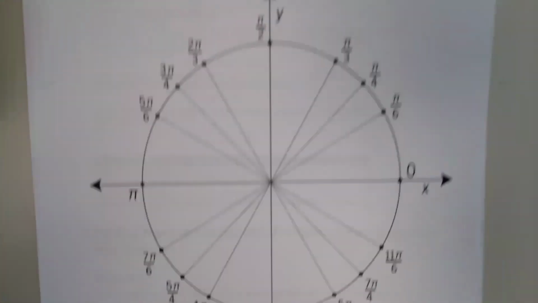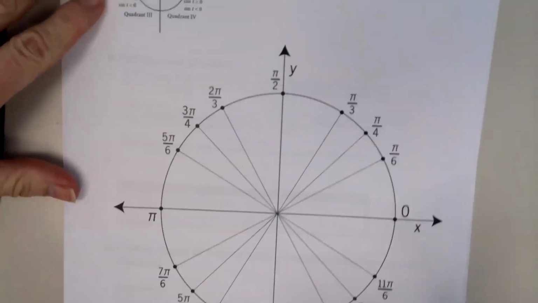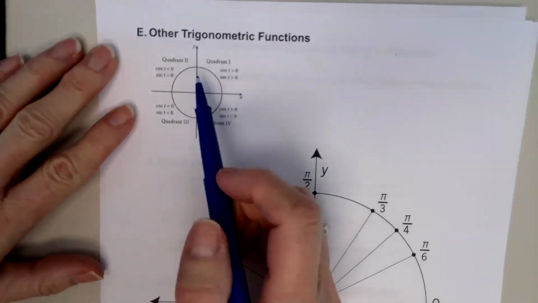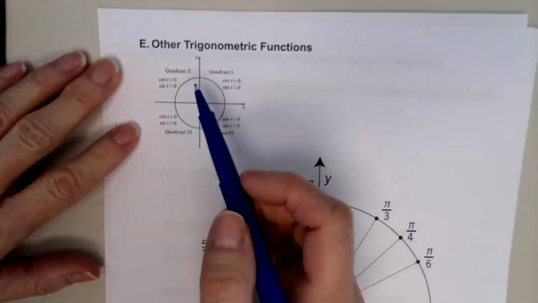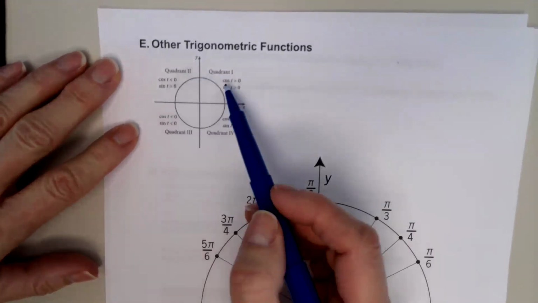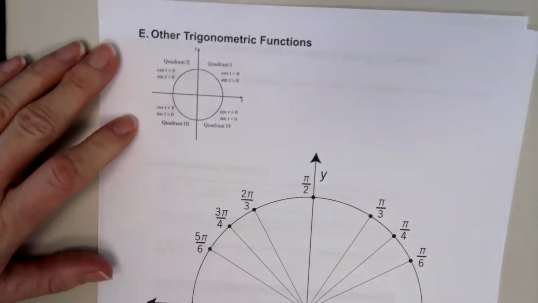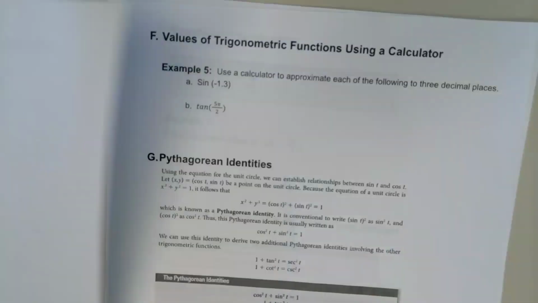This next page just gives a unit circle just in radians. And this little graph also tells you where sine and cosine are positive and negative in each of the quadrants. So that's going to be a helpful one too.